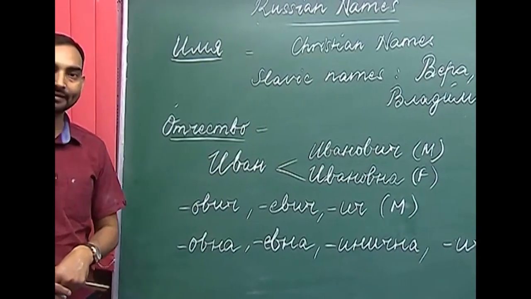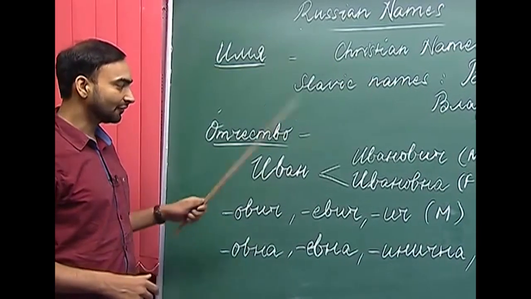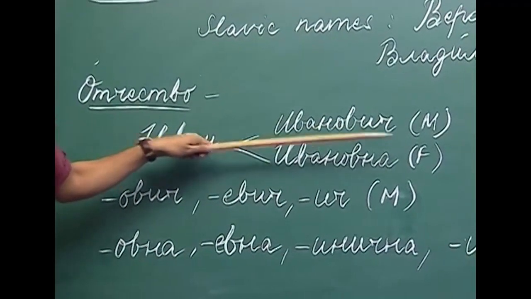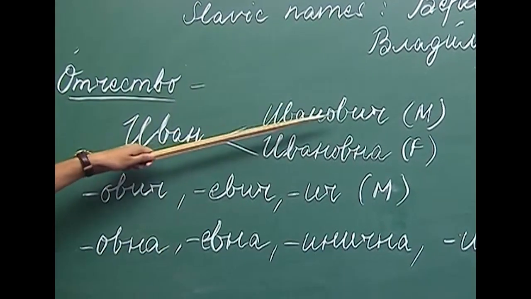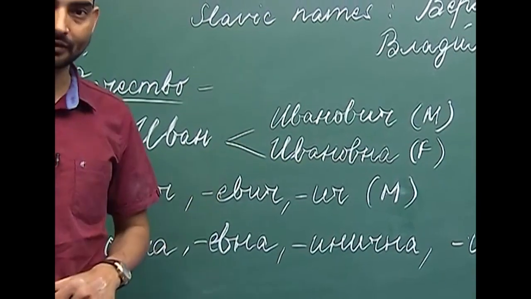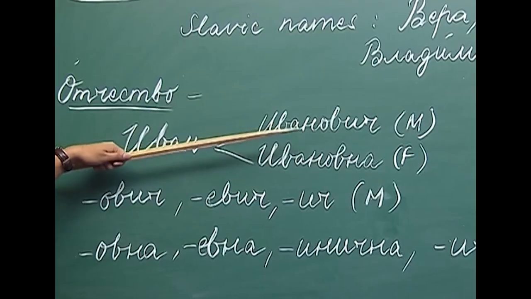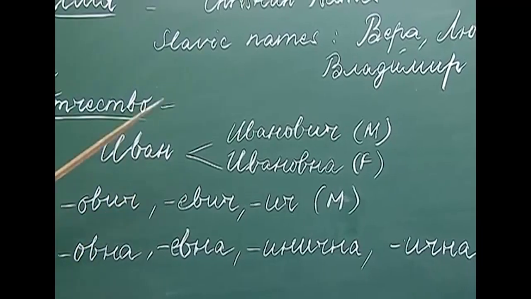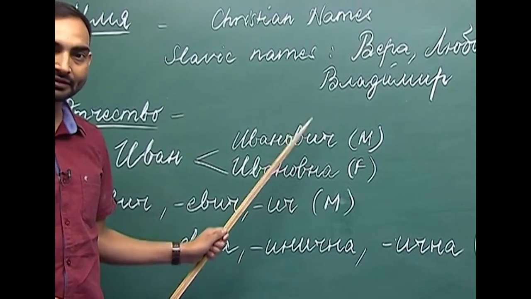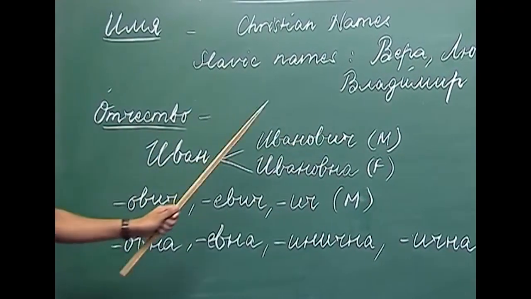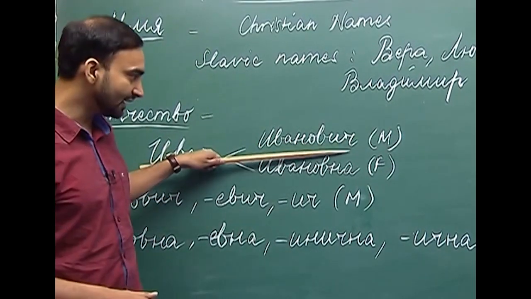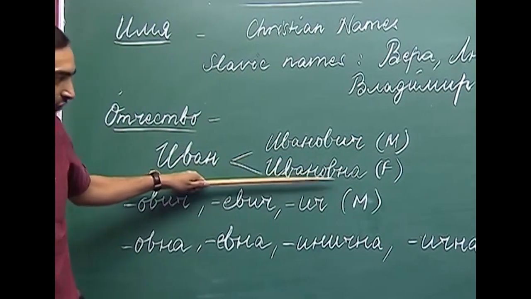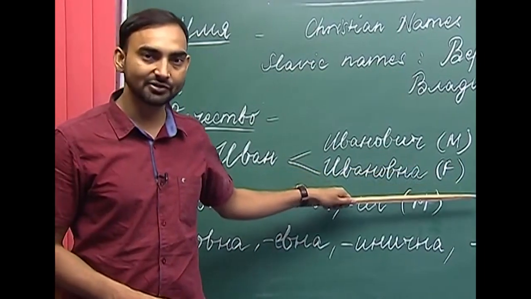Otchestva, as we have already discussed, is derived from the father's name. For example, if the father's name is Ivan, then the son will take Ivanovich as his otchestva or the patronymic, and his daughter will take Ivanovna as patronymic. So, Ivan has two forms as patronymic: Ivanovich for masculine and Ivanovna for feminine. As you can also observe, by adding some suffixes to Ivan, we get the patronymic from a first name. For example, Ivan Ivanovich. Here you can see that we have added ovich to Ivan to get the patronymic, and ovna to get the patronymic for feminine gender.